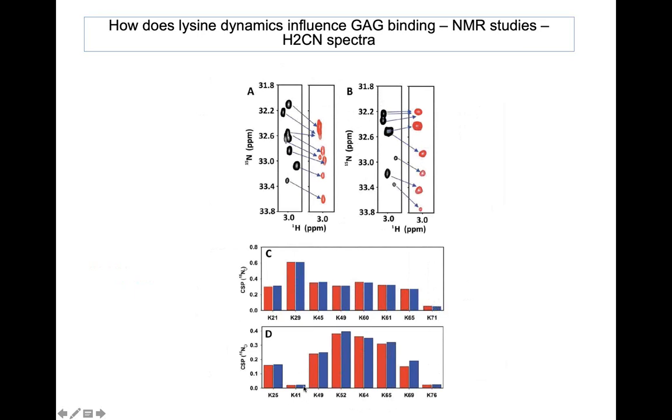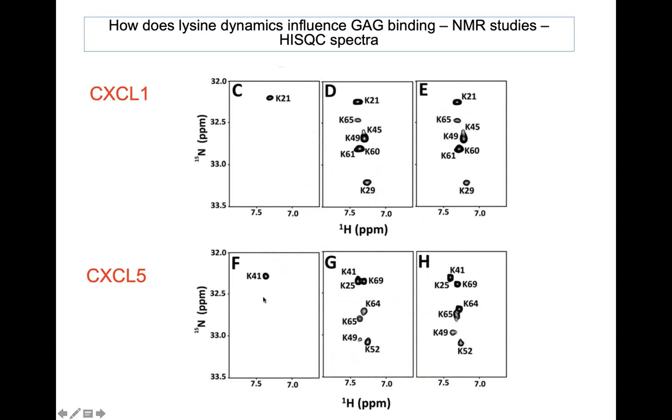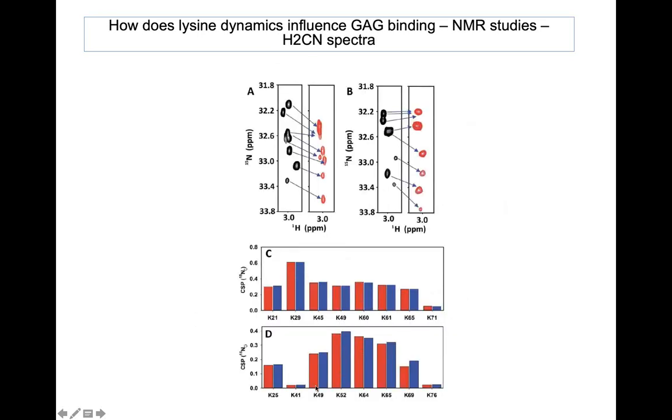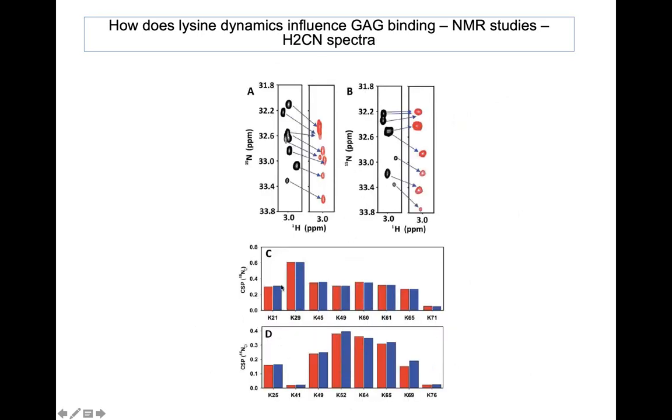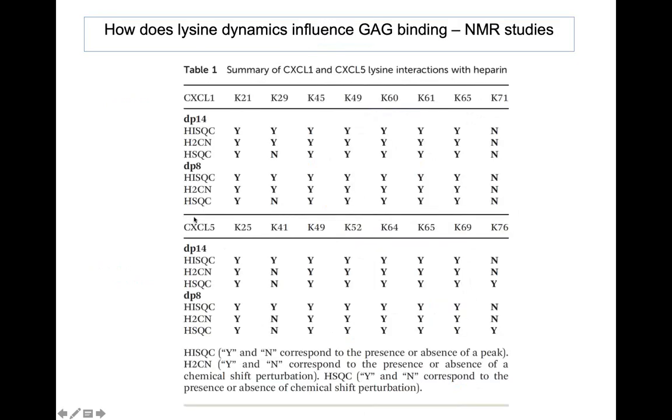Same thing with K76. K41, which was showing a peak in the free form, doesn't show a change in chemical shift, implying it's involved only in intramolecular interactions. Whereas K21, which is involved in intramolecular interaction, is also involved in intermolecular interactions. The backbone HSQC is the easiest experiment we can do, but by doing the so-called HISQC and H2CN, we could say for sure K29 is not involved in binding, and same thing with K76.